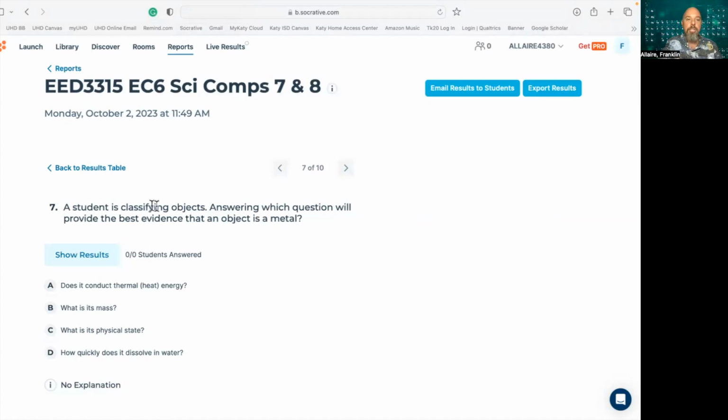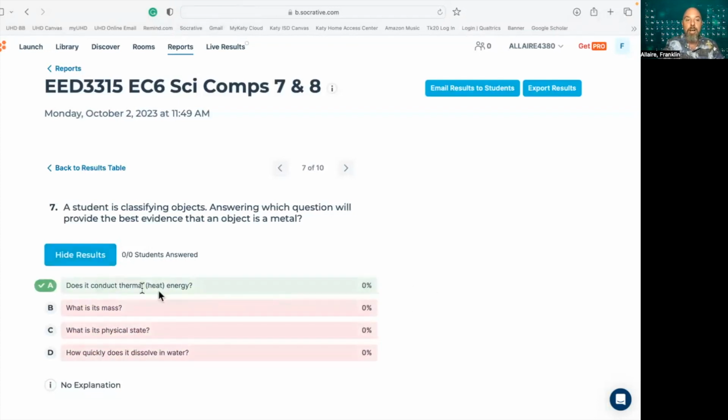Number 7, a student is classifying objects. Answering which question will provide the best evidence that an object is a metal. So our choices are, does it conduct thermal or heat energy? What is its mass? What is its physical state? And how quickly does it dissolve in water? The only question here that is going to give us any kind of evidence that something is a metal is, does it conduct thermal or heat energy, or even electricity for that matter?